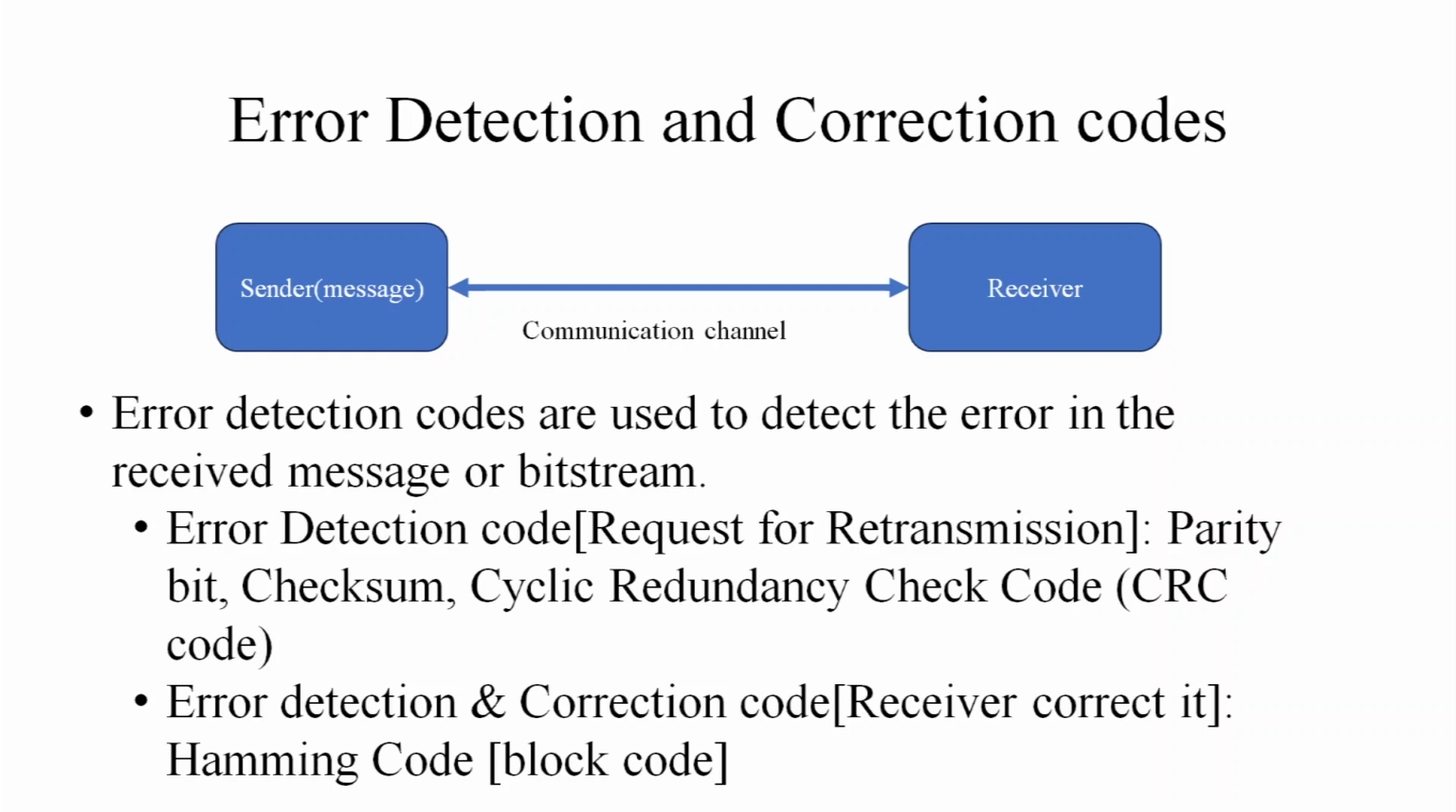In an error detection code, we will discuss the parity code, the checksum bit, and the cyclic redundancy check code, which is also known as the CRC code. In an error detection and correction code, the receiver also corrects the error when only one bit is incorrect. If more than one bit is incorrect, the receiver cannot do the same by using the Hamming code. This is also known as a block code, which is used for single bit error detection and correction.